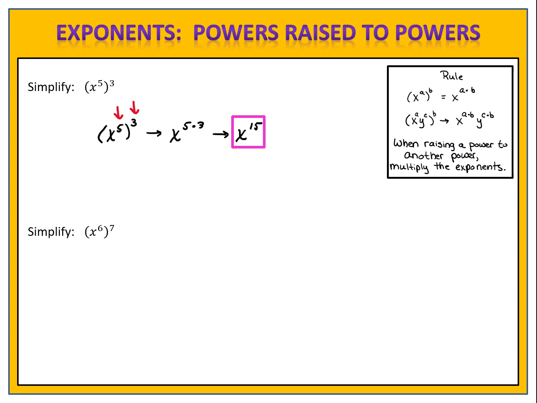Please pause the video here and come back when you're ready to check your answer. Let's see how you did. We have a power raised to a power, so we multiply the exponents. 6 times 7. 6 times 7 is 42, so our answer is x to the 42nd power.